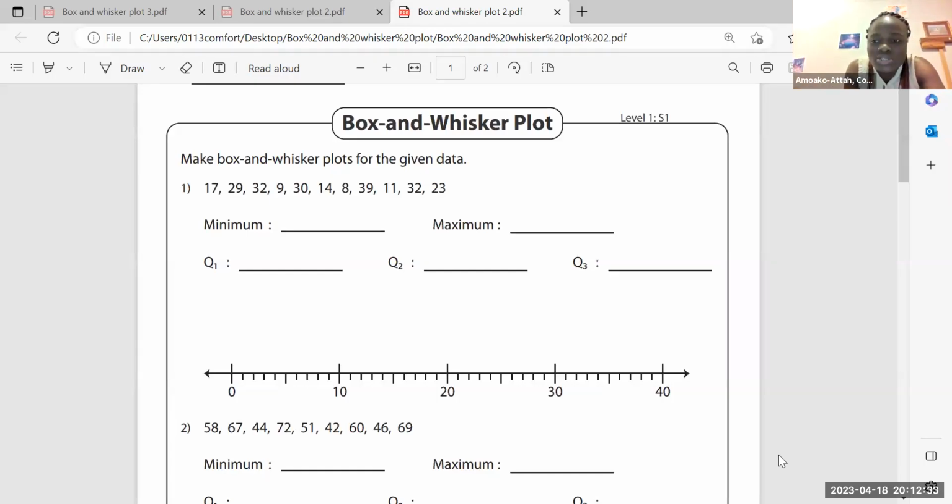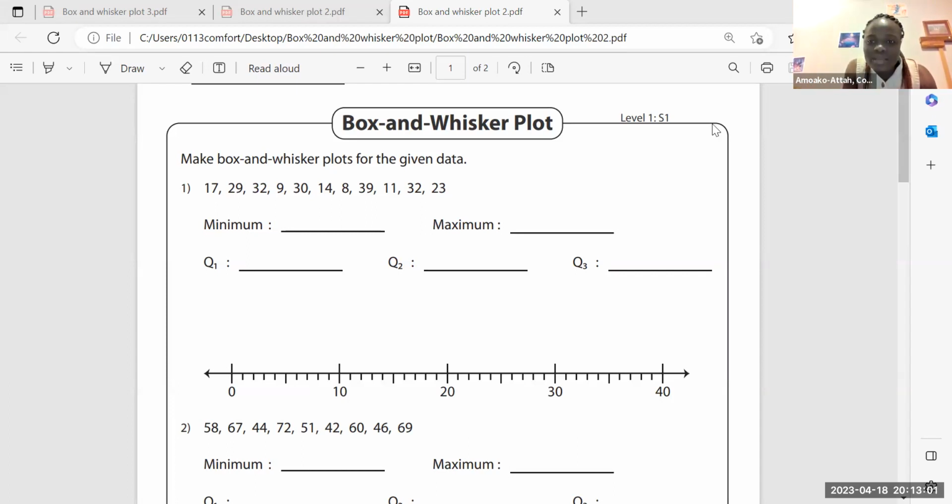Okay, so I have a worksheet for you here. And we are going to use a worksheet to learn the box and whisker plots. This is a very interesting topic and it involves a lot of process, but it's one of the simplest topics. So you'll be able to understand it within the shortest possible time. That is why we call it Mathematics Made Easier channel.